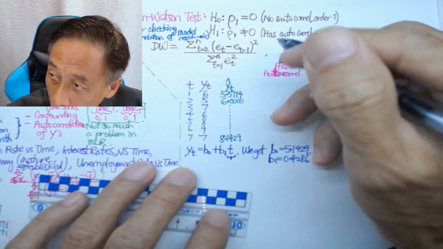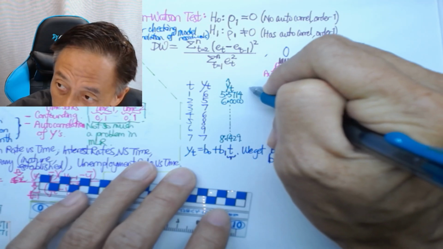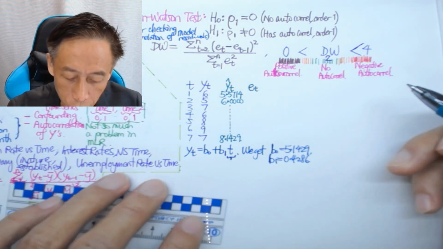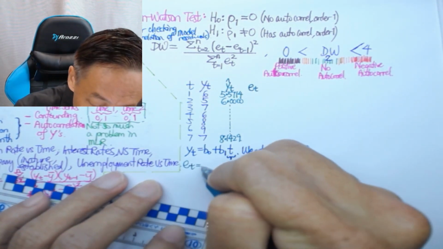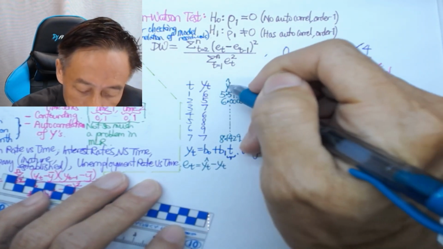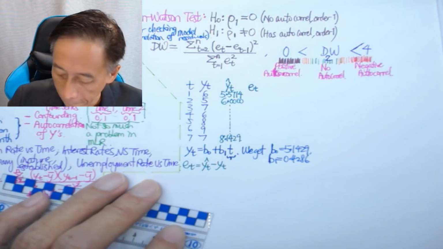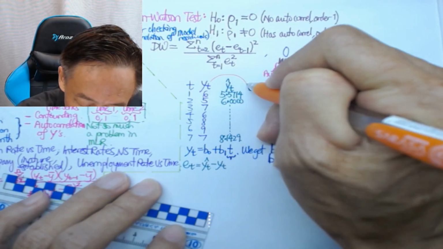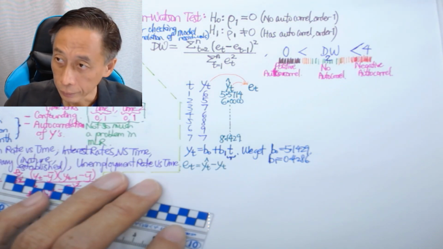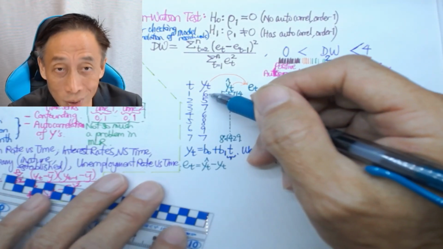So the errors will be E of t. E of t is going to be y hat at time t minus y of t, which is this minus this. So these two give E of t. Okay, so y hat minus y t is the so-called correct number. We don't doubt the data.